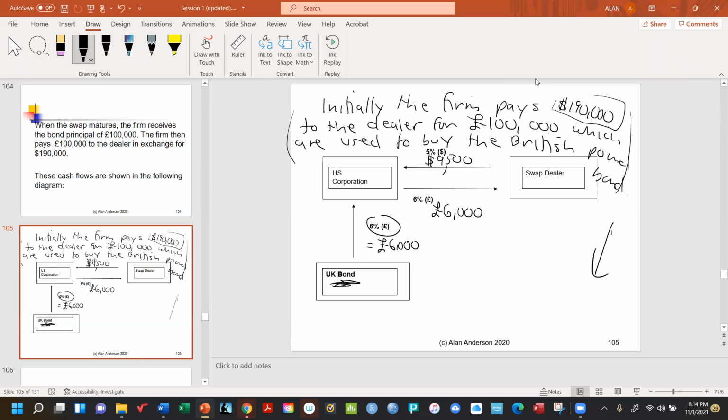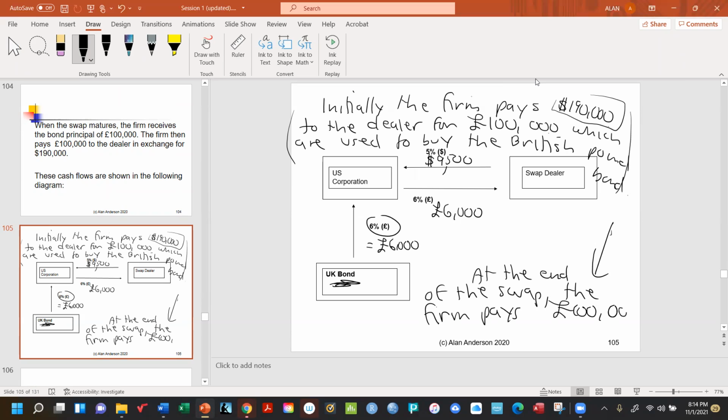Now, by the way, this implies that at the end of the swap, the firm will pay 100,000 pounds for 190,000. So in other words, they have to reverse the initial transaction. We initially paid the dealer $190,000 in exchange for 100,000 pounds. At the end, when the swap is done, we'll reverse that transaction. We have to give the pounds back to the dealer in exchange for our $190,000. So in the meantime, though, every interest payment, we're trading ours to the dealer in exchange for $9,500 in cash.